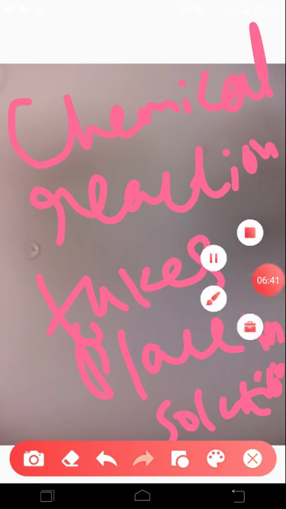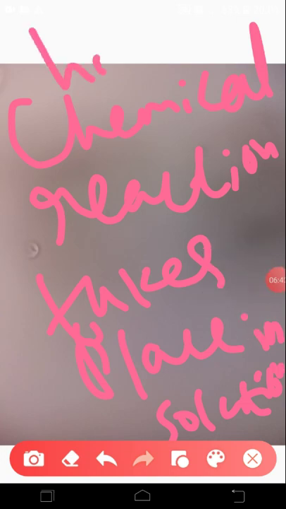How do we know a chemical reaction takes place in a solution? Through some things we know how a chemical reaction takes place. There are 4 points to know that a chemical reaction takes place in a solution.